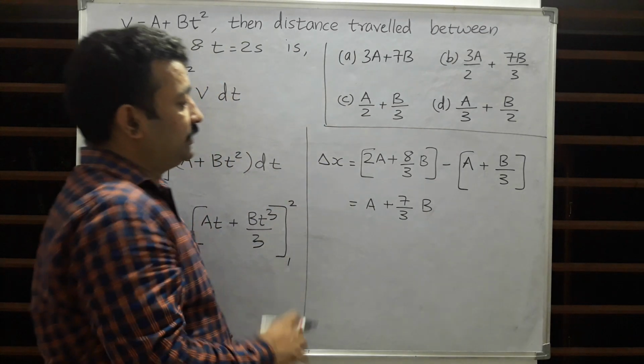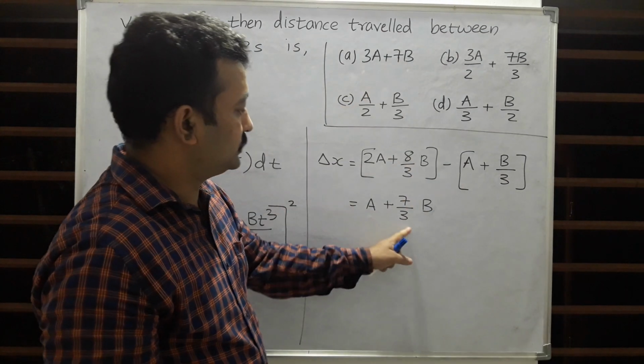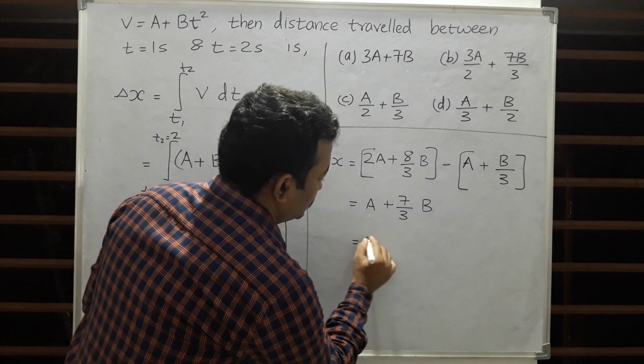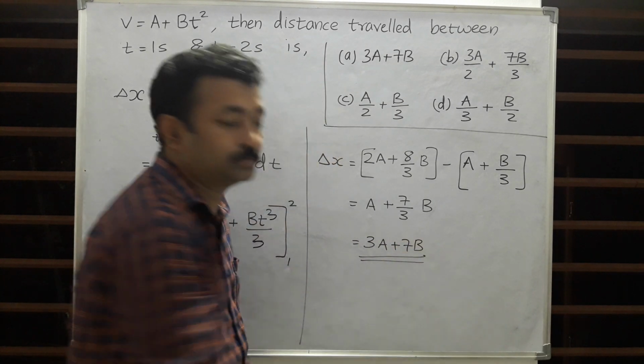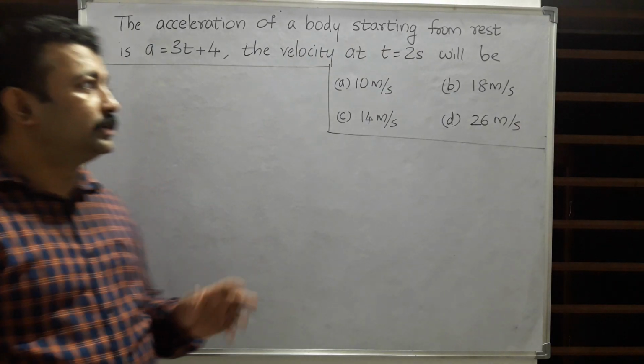Look into the answer, we have got 3a plus 7b. So take 3 to the side, we'll get 3a plus 7b. That is the right option. Now we got the third problem.